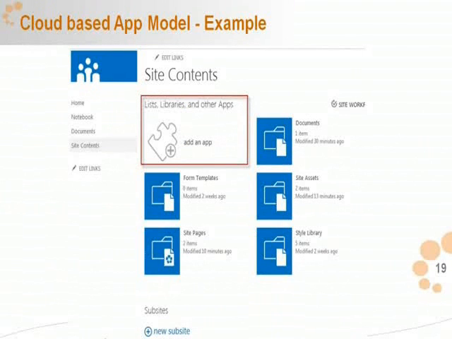This is the on-premise app model. If you look at it, for example, if I need to add a list library, a document library, or a form template, whatever I need to create, I can just provision it from the site content app model itself.